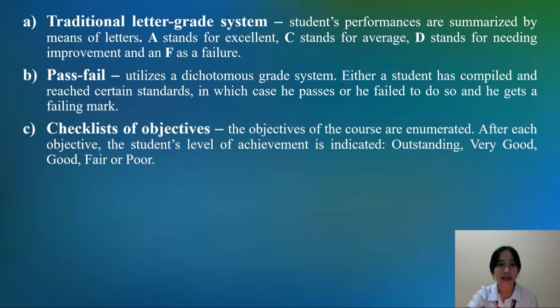The third one is checklists of objectives. In this system, the objectives of the course are enumerated. After each objective, the student's level of achievement is indicated: outstanding, very good, good, fair, or poor. This is a very detailed reporting system and tends to be more informative for the parents and pupils. At the same time, it is, however, also very time-consuming to prepare. There is also the potential problem of keeping the list manageable and understandable.